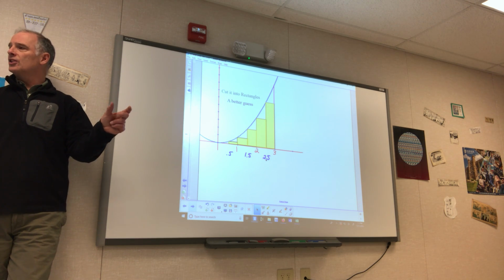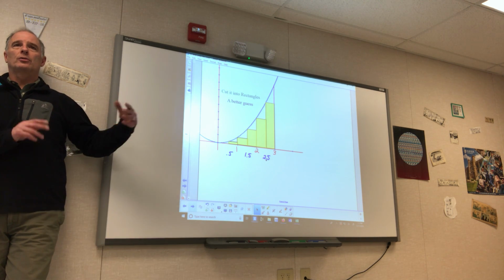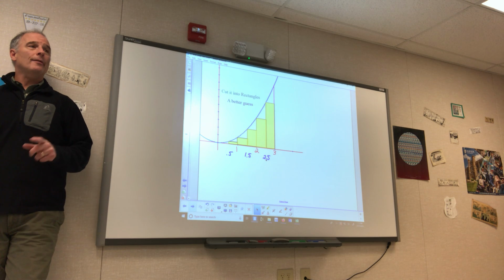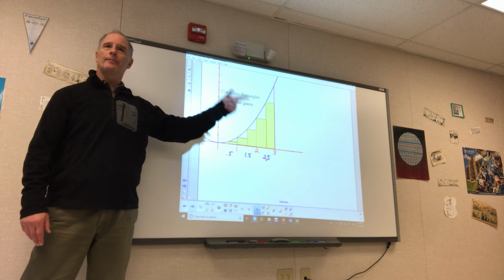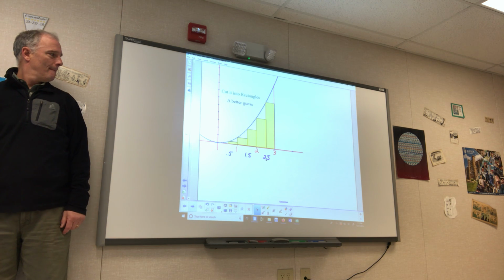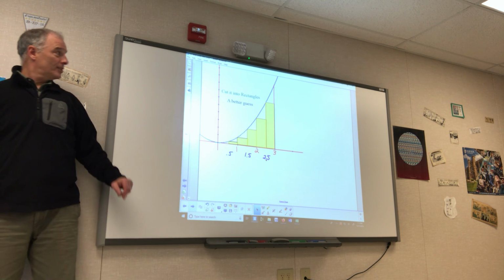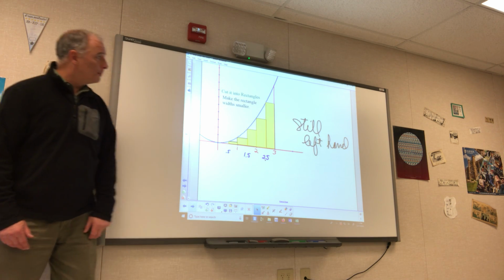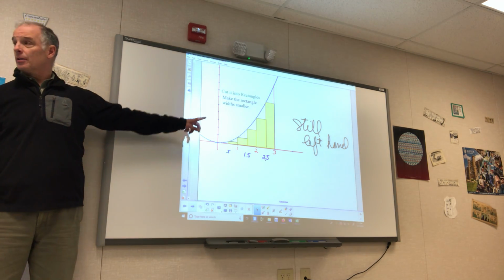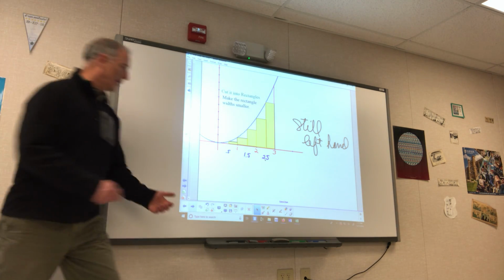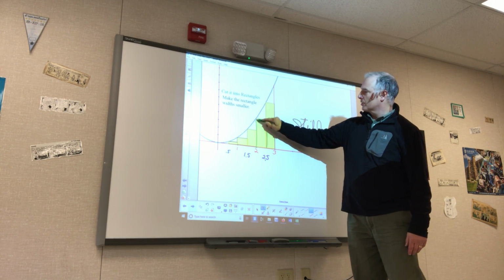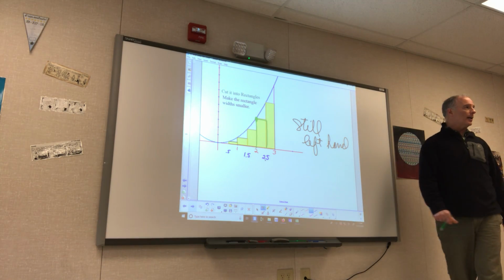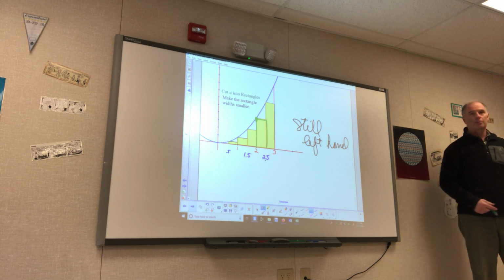So instead of going 0 to 1, 1 to 2, 2 to 3, go 0 to a half, half to 1, 1 to 1.5, to 2, 2.5, then to 3. And so let's figure out what this would become. Still, do you notice it's a left-hand approximation? Because you pick any rectangle, and the height of the rectangle is the function value on the left-hand side. So I'm doing what's called a left-hand approximation.